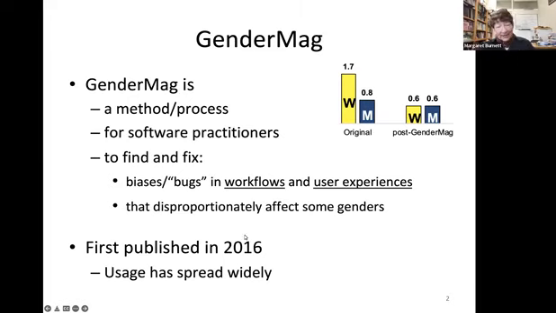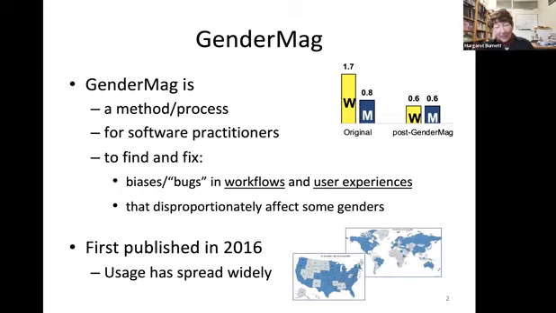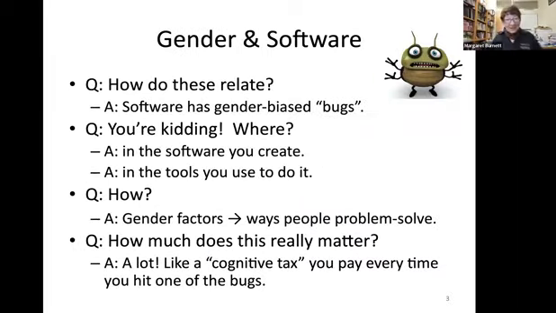It was first published in 2016, and its usage has spread really widely. We're now in 33 states, if you count DC as a state, which I do, because why wouldn't I? And also 45 countries. And this is as of about a year ago, so we really haven't updated our count since then. So it's been quite successful. And so you may say, well, how do gender and software even relate? And here again, we're talking about the user experiences. We're not talking about under the hood biases. We're talking about workflows and things that the user's eyes face.